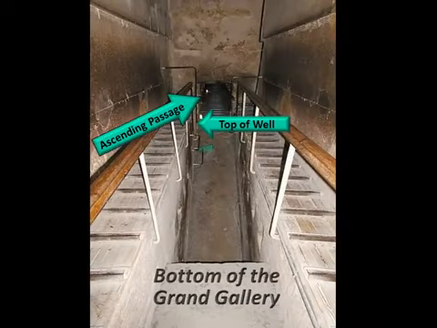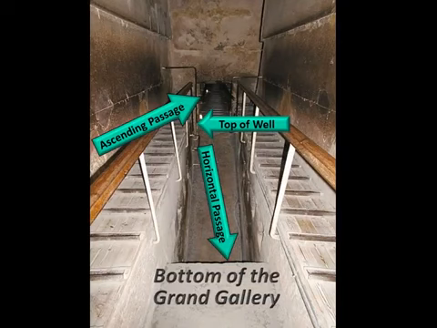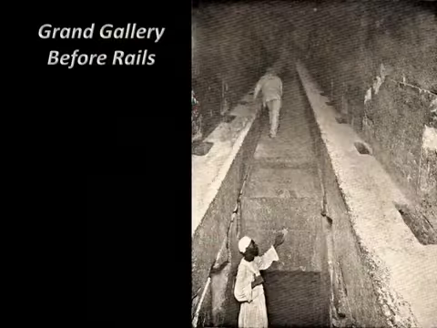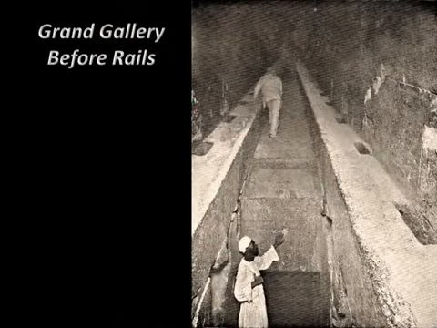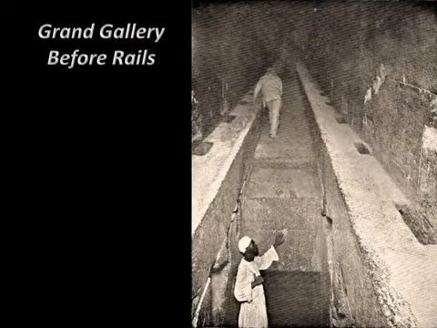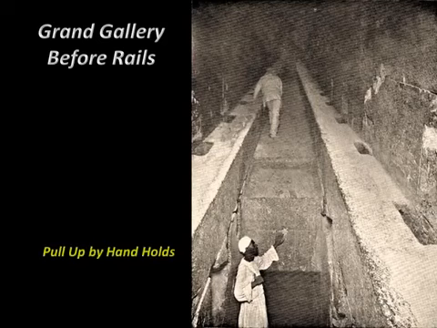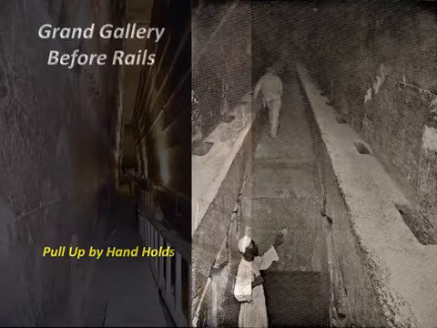So looking down, we've gone a little bit up the grand gallery. We're looking back. The top of the well you just saw would be where the arrow points. The ascending passage we just came up, and the horizontal passage actually goes right underneath us. This is another antique picture where I think we see one of the Morton brothers going up the grand gallery. And he's having to use handholds. There are no rails at that point. And so we see the difference there as well. He has to pull up by his hands.